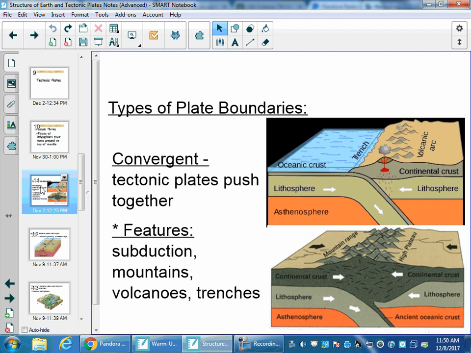And when this happens, we see certain things. We will see subduction.